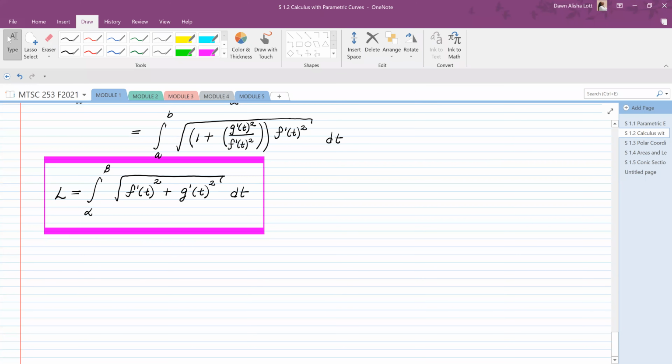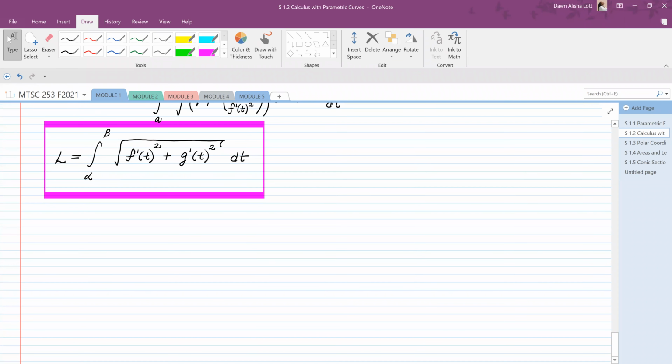Before I go any further, I think we need to understand what's going on here. I'm not going to get a chance to finish this. We'll pick this up tomorrow.